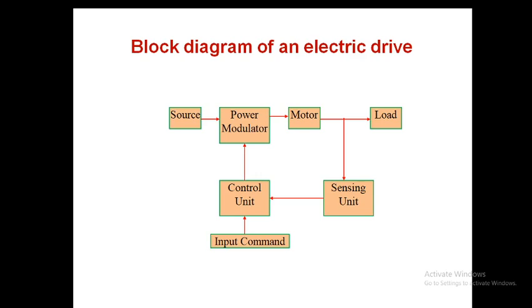Again it will be given to the load, right? So this is a continuous process. This is in a closed loop and it is a continuous process. For example, after applying 1000 rpm, initially if the shaft is running with 1200 rpm, the 1200 rpm is sensed by the sensing unit. However, we have given the input command as 1000.